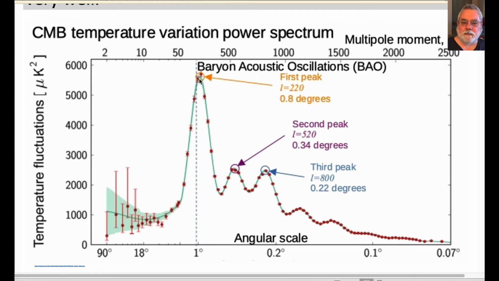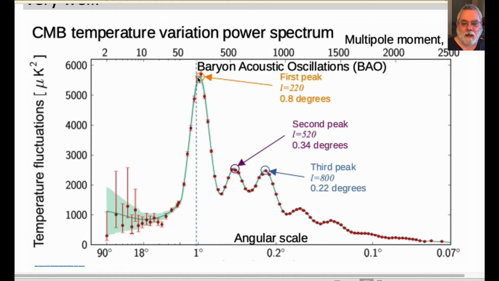The angular size of the first peak tells cosmologists whether the curvature of our universe is flat, positive, or negative. Data is consistent with zero curvature, flat. The amplitude of the first peak tells cosmologists the baryon density of our universe and is consistent with baryons being 4.9% of the present energy density of our universe.